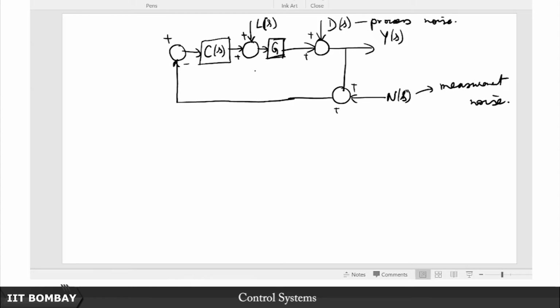Okay, yeah. So now, in the face of all of these undesirable signals, which is the load disturbance, so let me just call it the load, alright. So the load disturbance L, this process noise and the measurement noise, you have to still make sure that this Y faithfully tracks this reference input, that is R, and all of this has to be accomplished by designing this controller. So that is the job of the control engineer.